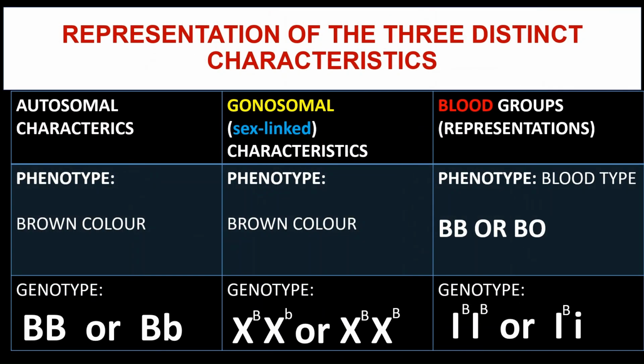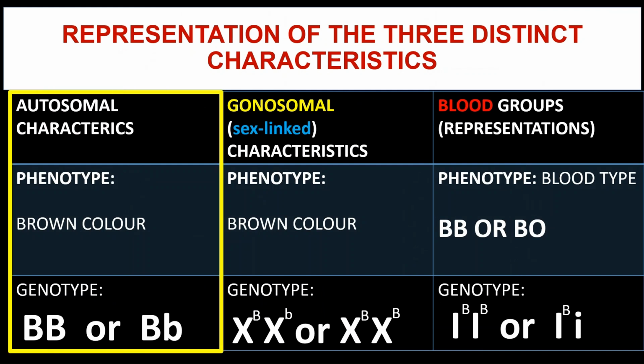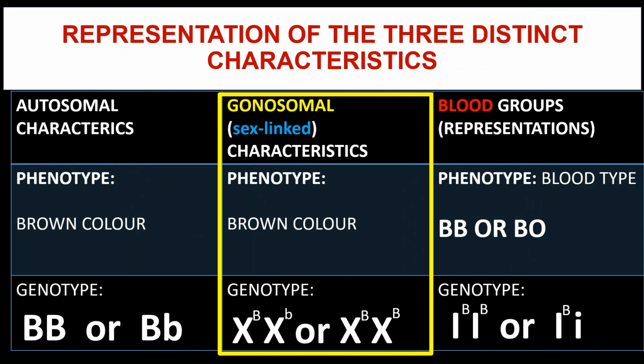All right, so this is how we represent the three distinct characteristics in exams. The first one we have is autosomal. Let's say we have a phenotype for brown color, and then we have to know the genotype behind the brown color. And that is what we have there. Just use the letters as they are, like we normally do in genetics. But when you are dealing with gonosomal or sex-linked characteristics, you have to be careful because the phenotype appears the same, but the representation of the genes becomes something unique. And that is where mostly learners get it wrong.